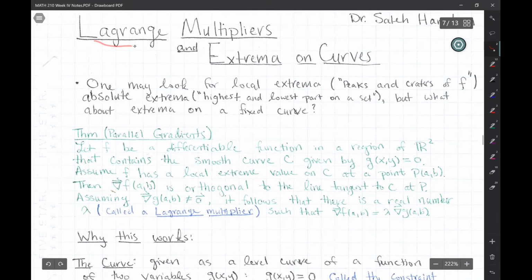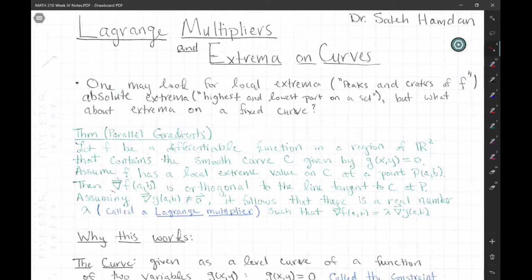So let's move to the topic of Lagrange multipliers and extrema on curves, and these two are connected. So we've taken a look at the concept of local extrema. These were the peaks and craters of the function f, okay? And an analog to asking that question is asking where are the peaks and craters of the Rocky Mountains, okay?